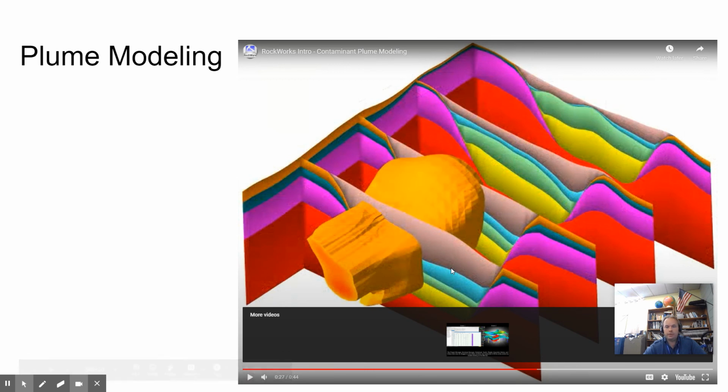So that's pretty cool, right? If you just have information from a bunch of wells, you can begin to actually put together and extrapolate what the plume actually looks like. Pretty important stuff.